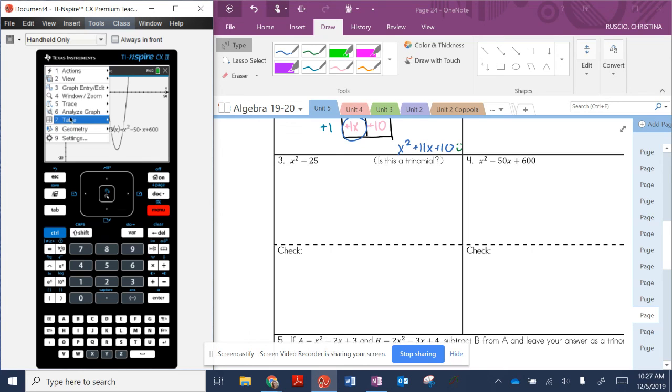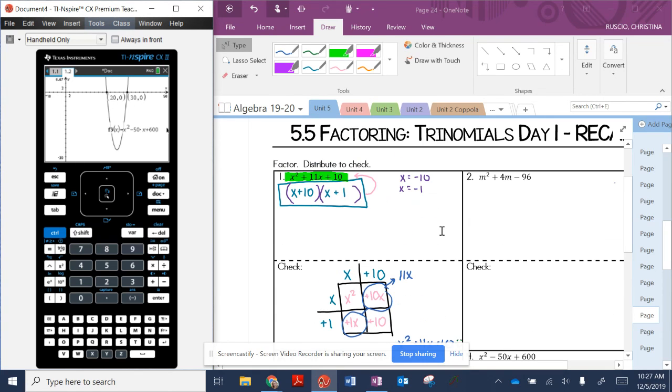You can still go in, menu, analyze graph, 0, click to the left and drag. Do that again, menu, analyze graph, find the 0. Remember how we have to do this twice because there's 2 roots. So those are some of the things that you could be thinking of as you were working through all of these, okay? So I hope that this helped.